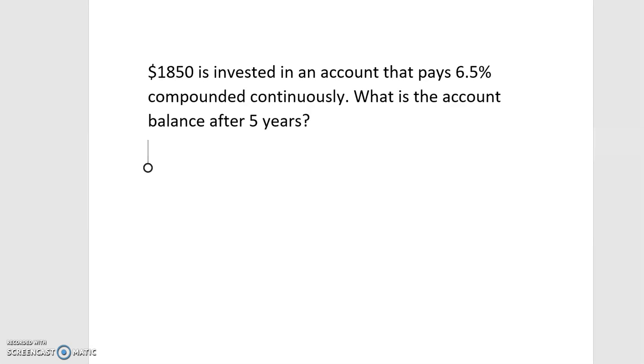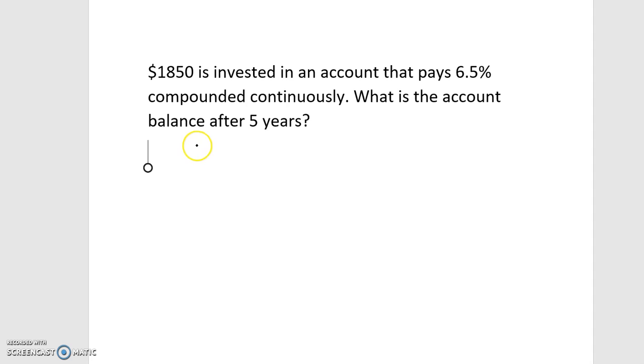In our previous examples working with compound interest, we were given the number of times that the interest was compounded per year. But what if the interest is compounded continuously? Our previous formula will not work since we do not have an end value. So we need a different formula in order to calculate the account balance when the interest is compounded continuously.